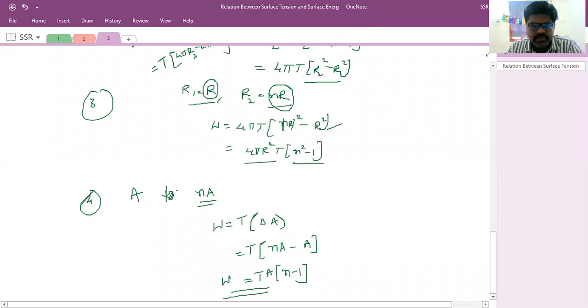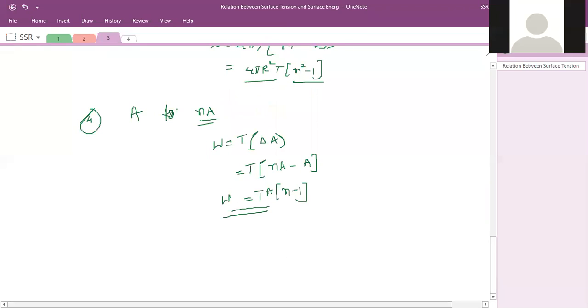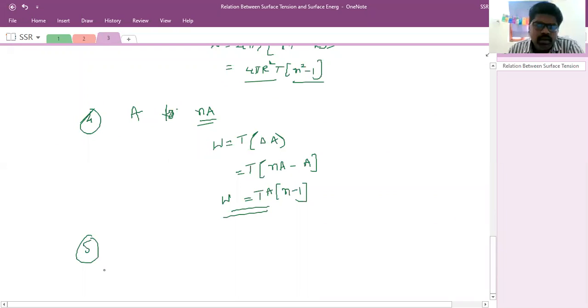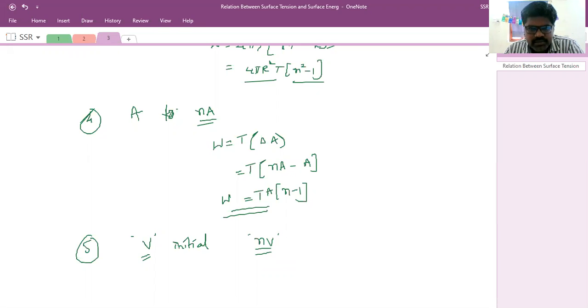Next application: work done to increase the volume. Suppose the initial volume of the liquid drop is V. Let us say it is spherical, in terms of volume V. Then what is the work done to increase the volume to N times of V, for a spherical droplet?